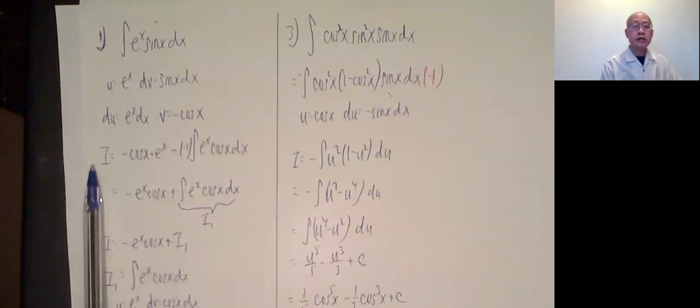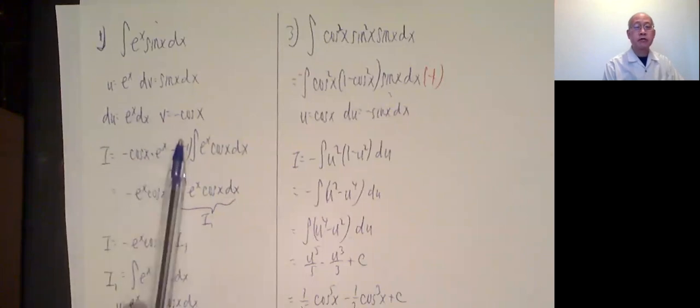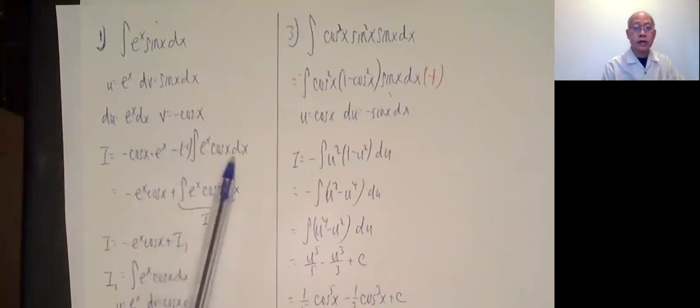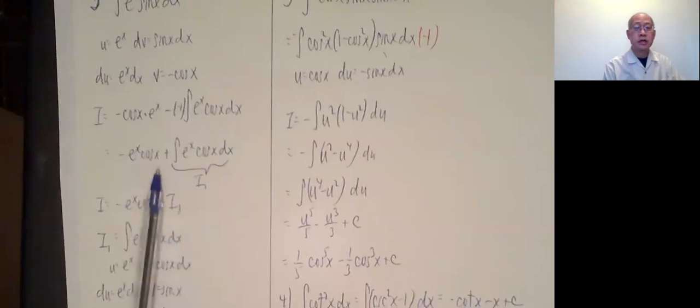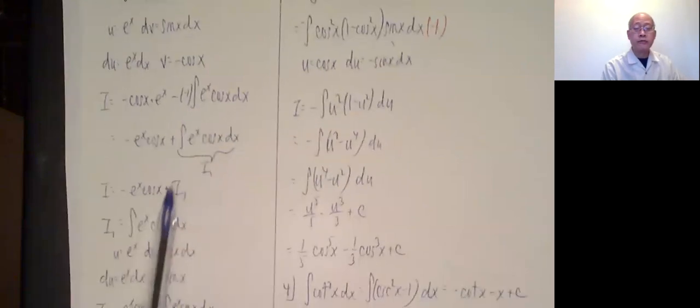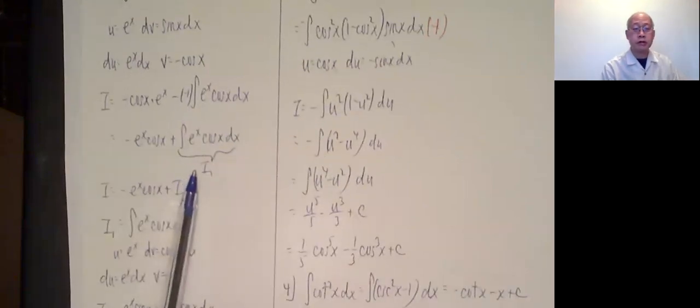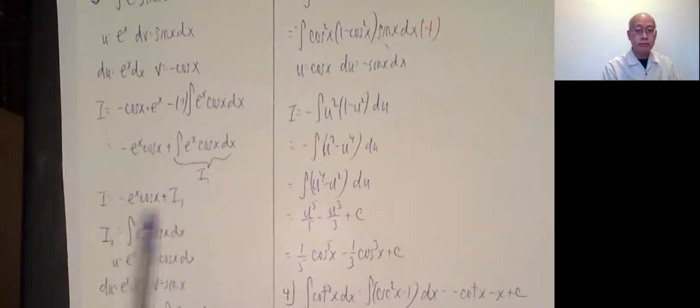By formula, I is equal to u times v, so it's negative cosine x times e to the x, minus the integral of v du. There's a negative, so I put a minus 1, e to the x cosine x dx. There's a double negative, so negative e to the x cosine x plus the integral of e to the x cosine x dx. I'm going to call that I1 and work on integrating this one by parts. So the original I is negative e to the x cosine x plus I1.